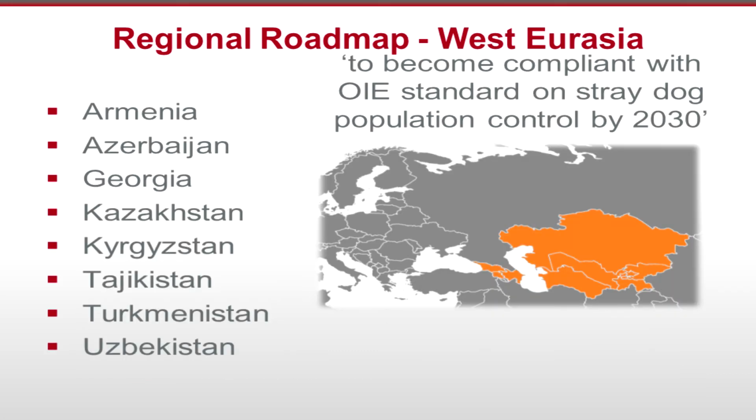We also have West Eurasia. They want to be compliant with the OIE standard by 2030. The Balkans 2025, these ones want 2030. So they are having a roadmap on getting to that particular destination. We have Armenia, Azerbaijan, Georgia, Kazakhstan, Kyrgyzstan, Tajikistan, Turkmenistan, Uzbekistan, and all the stans.